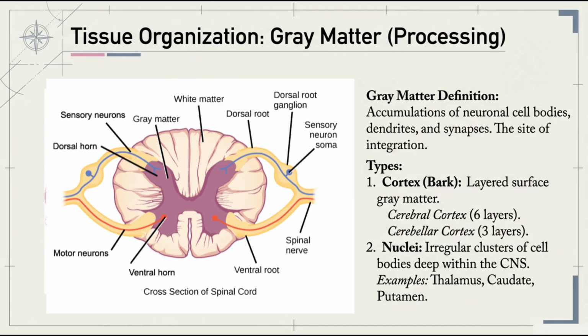Now, if you look at the diagram of the spinal cord on the slide, it looks inverted. It is. It's inside out compared to the brain. Yeah. In the brain, the gray matter is on the outside, in the cortex. In the spinal cord, the gray matter is on the inside. It forms that characteristic H shape or butterfly shape right in the center, and it's surrounded by white matter.